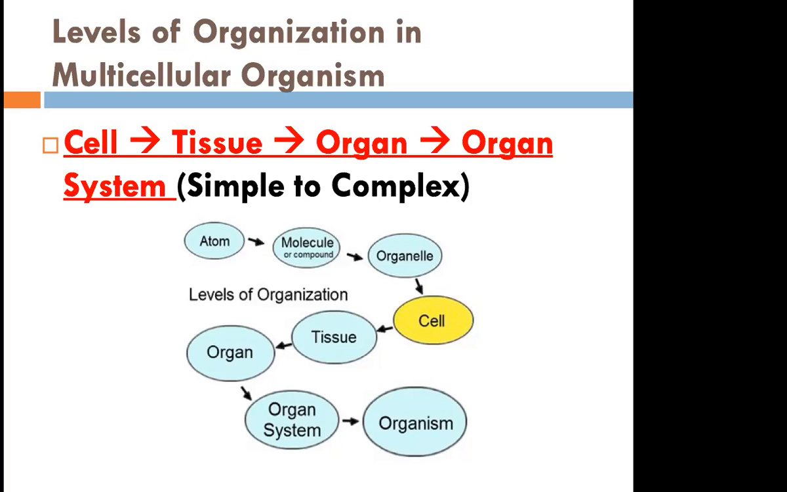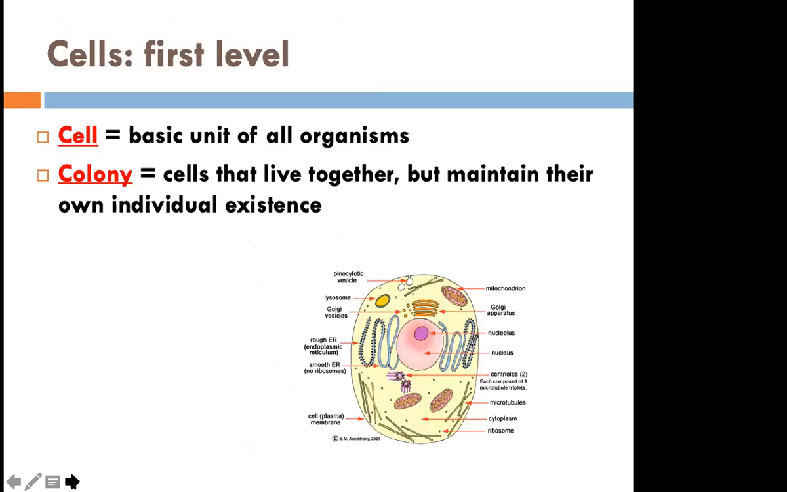Okay. So a cell is the basic unit of all organisms. Okay? Now, sometimes cells do live together, like maybe you've heard of bacterial colonies. Sometimes they may live close to each other, but they're still independent. They're not one organism made of many cells. They are individual cells living together. Does that make sense? Now, they may or may not exchange information, but they're still technically separate living things. Okay?